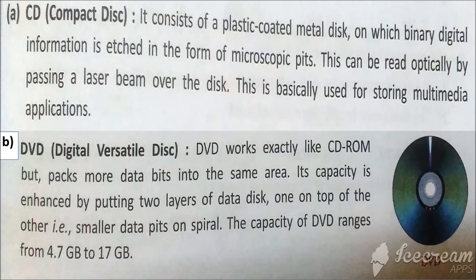Now come to DVD. DVD means digital versatile disc. DVD works exactly like a CD-ROM but packs more data bits into the same area. We have seen CD and DVD, they look very much the same, but the storing capacity of DVD is basically larger compared to the CD. The capacity is enhanced by putting two layers of data on a disk, one on top of the other, and smaller data bits on a spiral. The capacity of DVD is basically 4.7 to 17 GB.